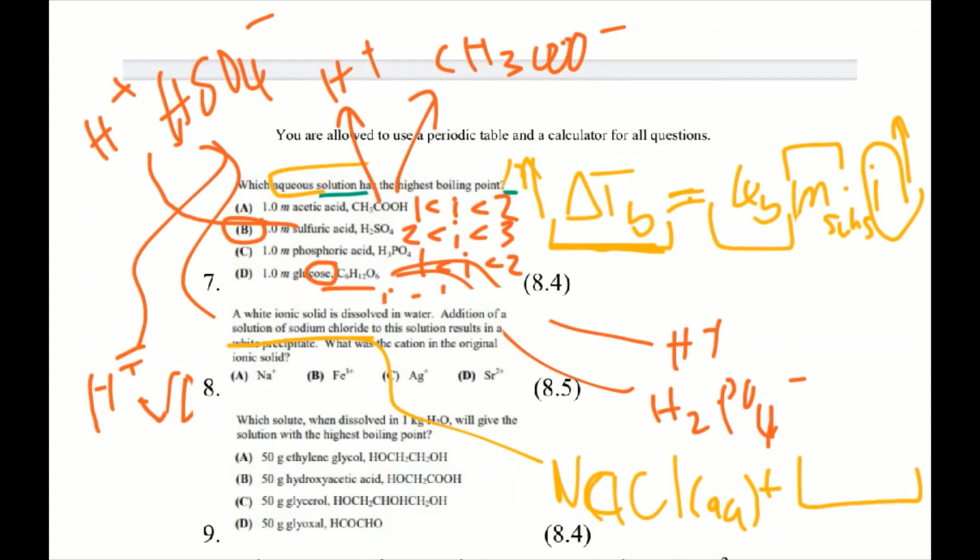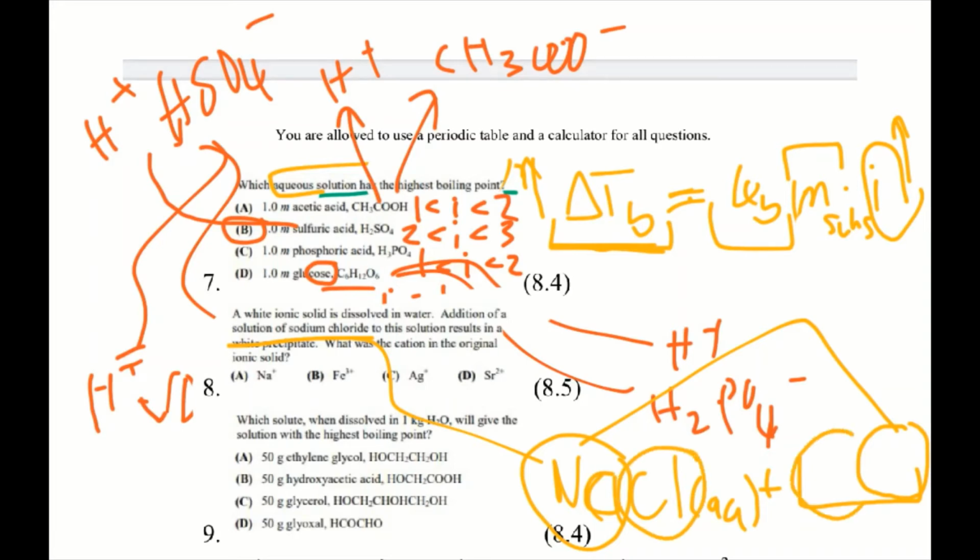So let's think about this. Sodium and the cation here will never form a precipitate because sodium is highly soluble. So this means that the precipitate must form between the Cl and this mysterious cation. So this cation has to precipitate with chloride. Now which one of these do that?